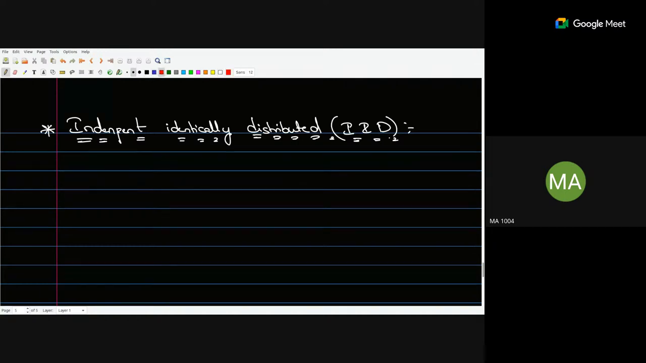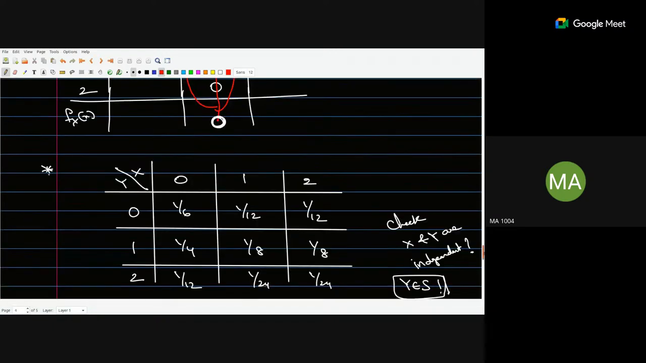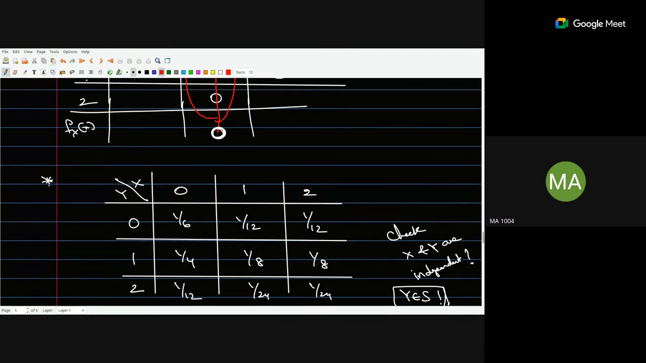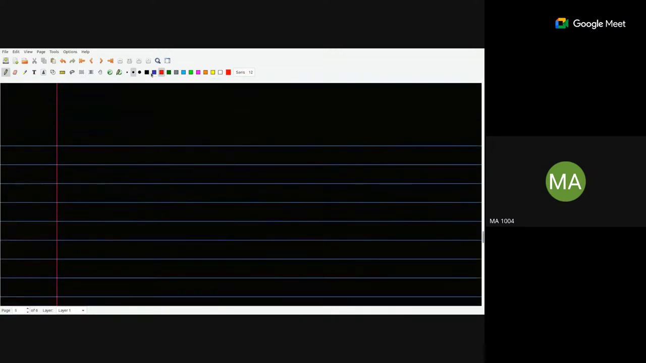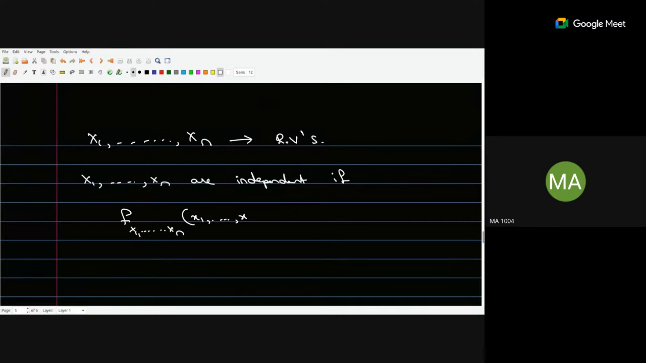The first thing says it needs to be independent. The condition, as we just saw, is that the joint should be equal to the product of marginals. This is independence between two random variables. If I have n random variables, how does the independence look? I say these n random variables X1 to Xn are independent if, again, the joint is equal to the product of the individual marginals.